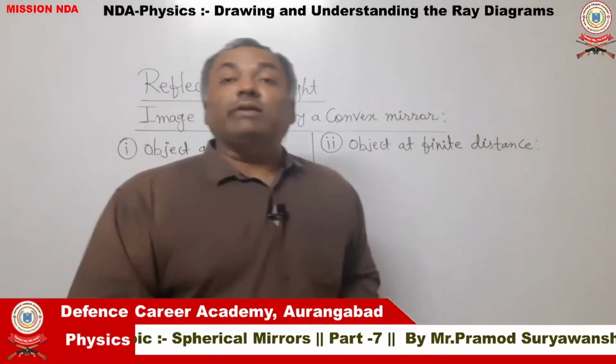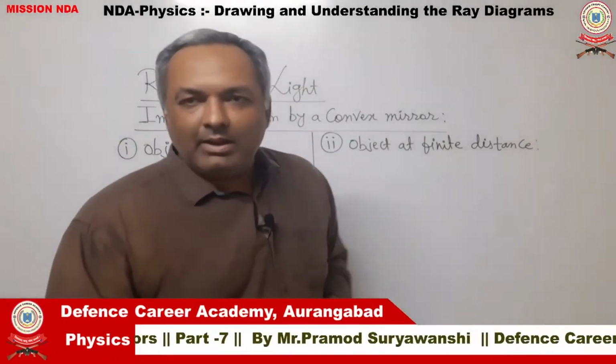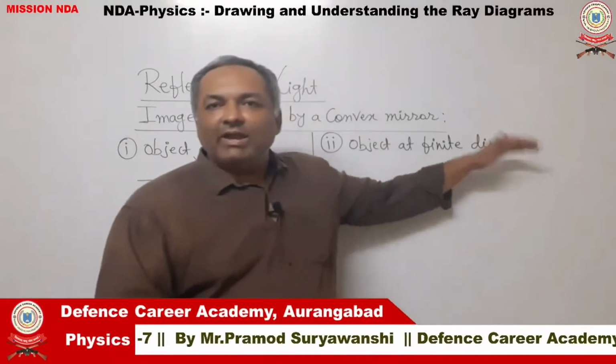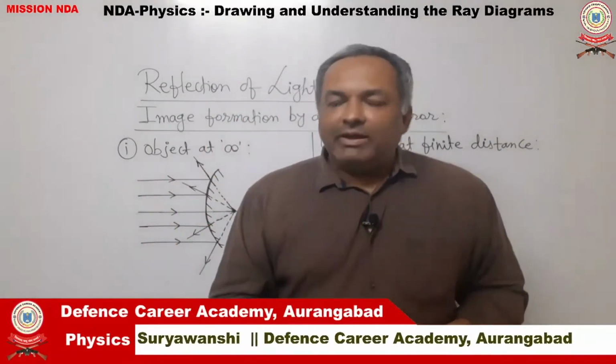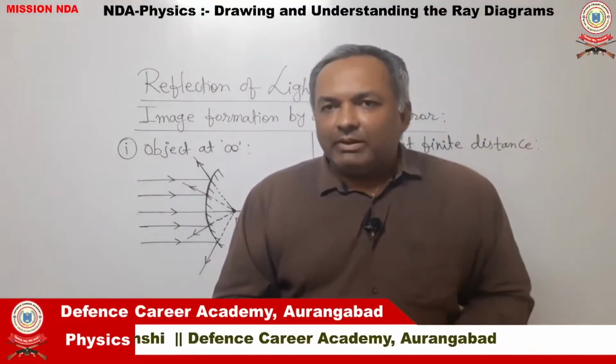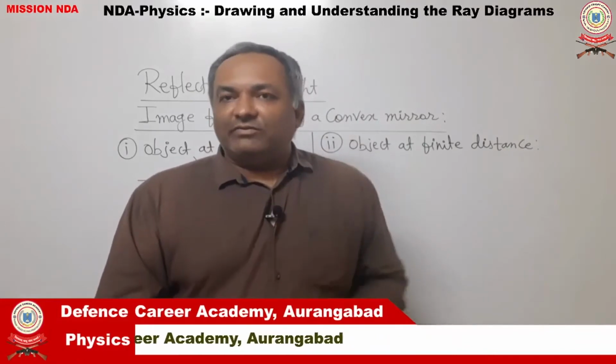Now what if the object is brought near the convex mirror and it is placed at finite distance? So the object can be anywhere. It can be very close to the convex mirror. It can be a little farther away, but still at finite distance.